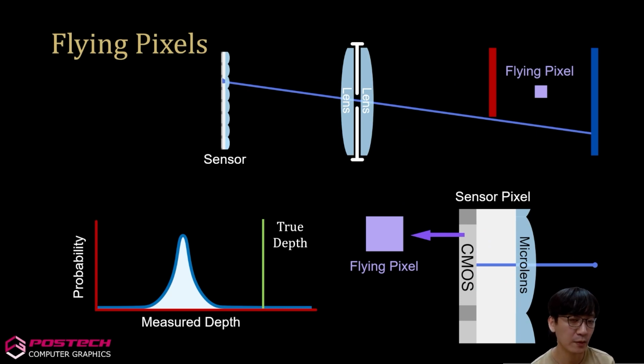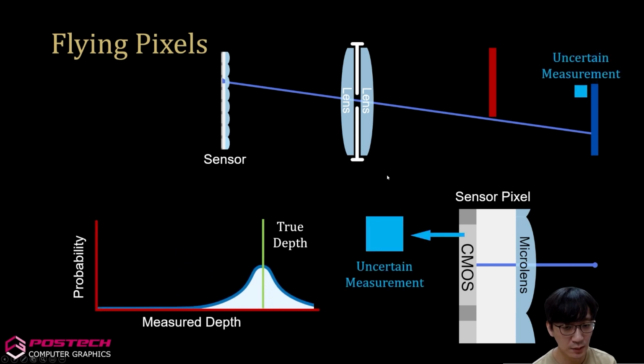So it is a little bit straightforward to solve this problem, right? We can do it by reducing the aperture size. Let's say only this center light can pass through the lens system. Then we're not going to have any flying pixel problem because there is no light coming from the foreground reaching this specific pixel. So in this case, we're going to have the correct depth estimation at the true depth.